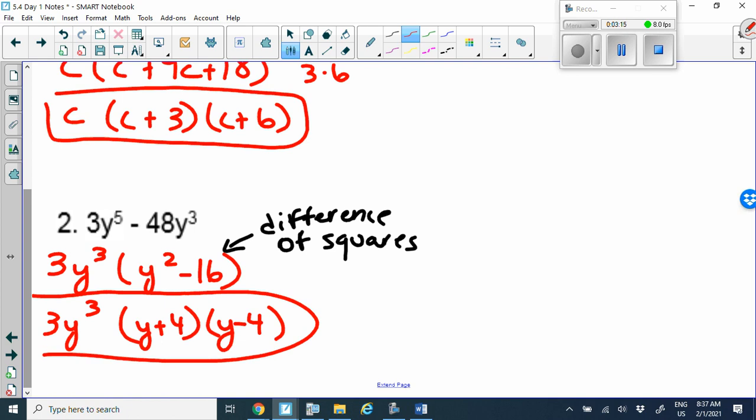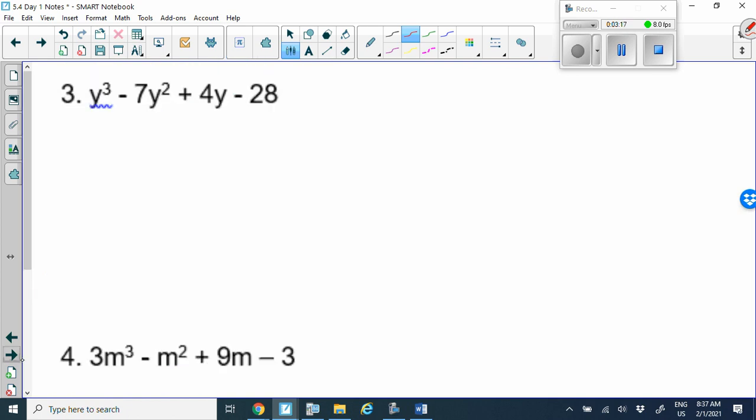Okay, let's go ahead and do our next one. This is where we're going to be talking about factor by grouping. So what we're going to do is, whenever you have a polynomial that is to the third power and you have 4 terms, you're going to want to factor by grouping.